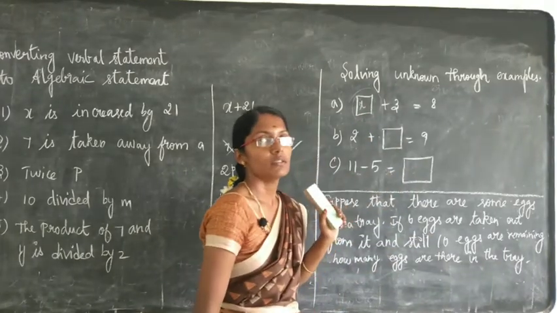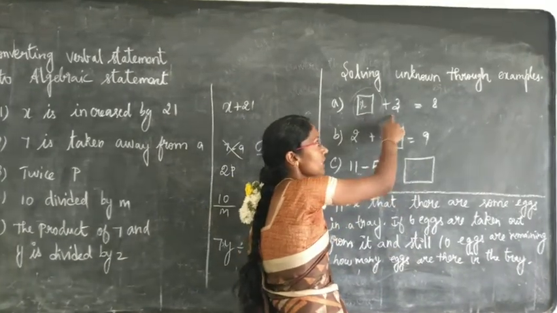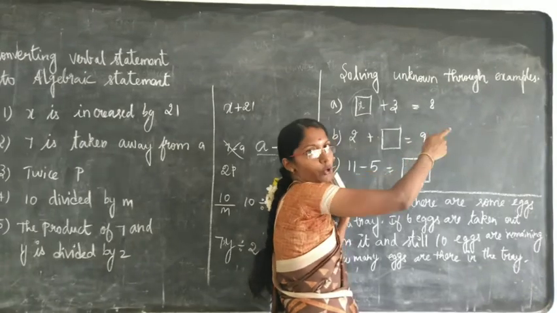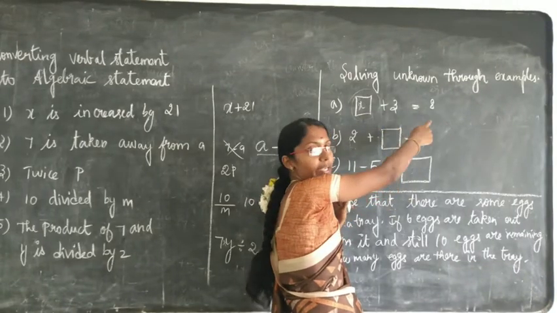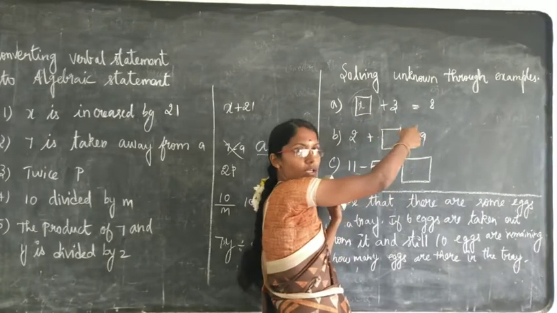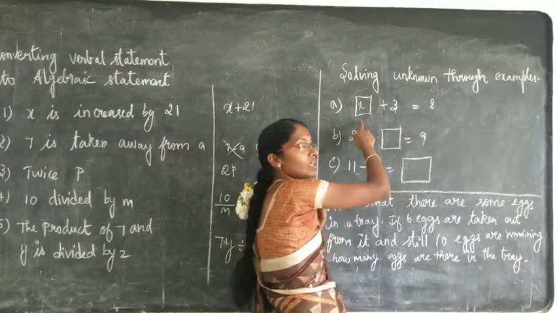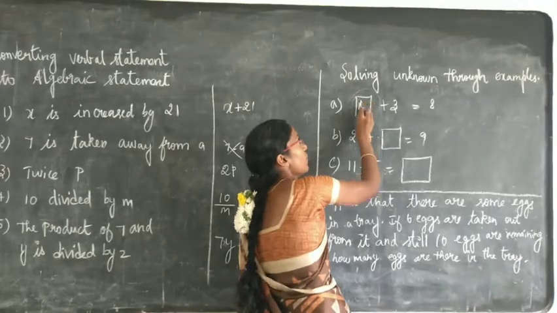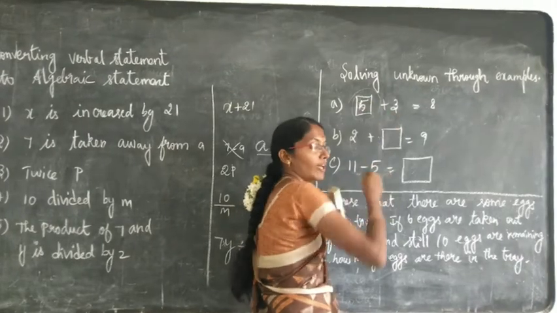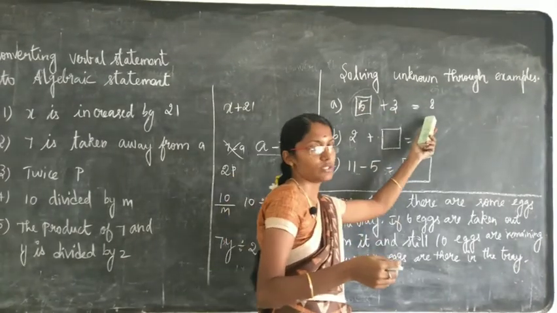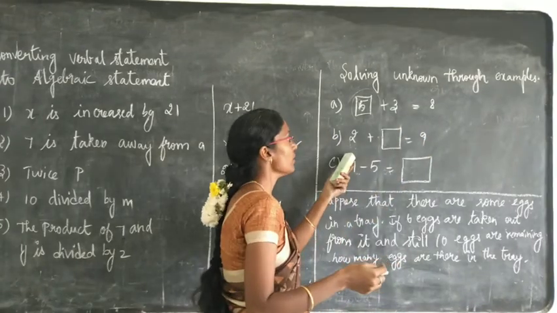How will you find it? 1 plus 3, will you get 8? No. 2 plus 3, will you get 8? No. 3 plus 3? No, 6. 4 plus 3? 7. So, here what will come? 5. 5 plus 3 will give 8. Okay. So, next one, 9.